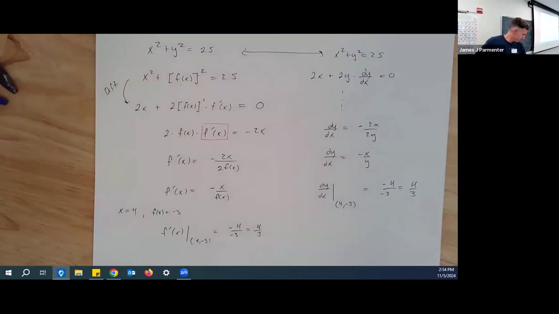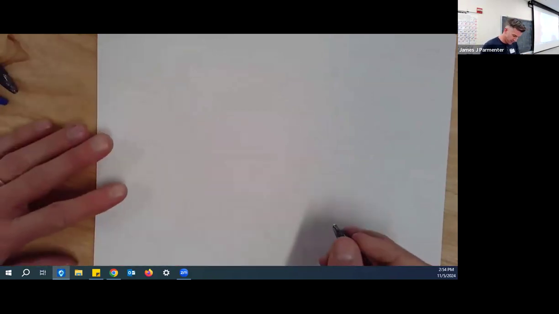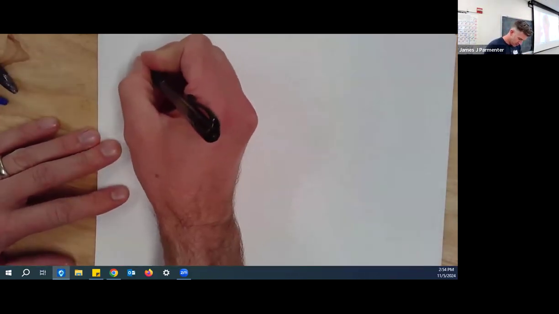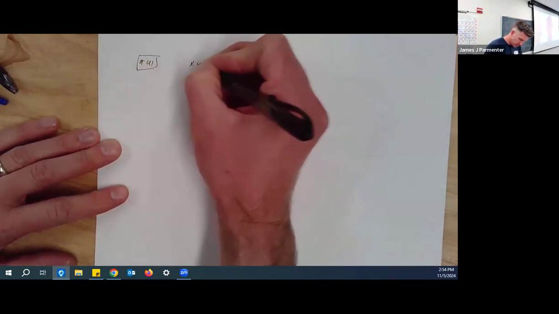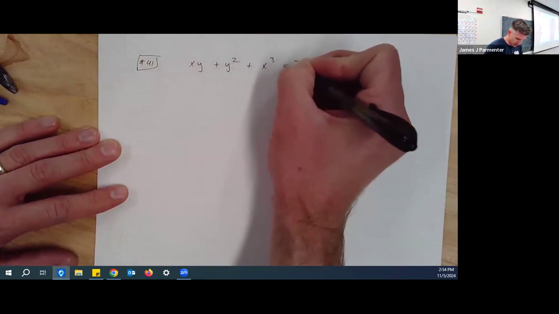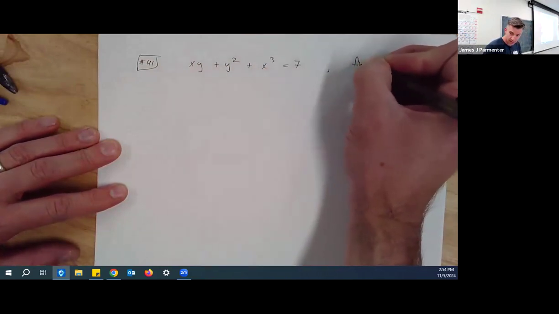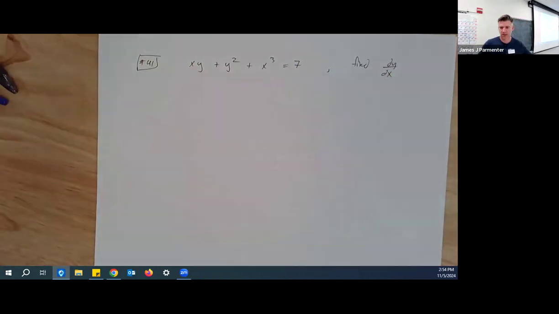In fact, let's look at one of these questions on this handout here. Let's look at, say, number 41 here, where we have x times y plus y squared plus x cubed equal to 7. And we want to find dy dx. Ugh, that's terrifying.